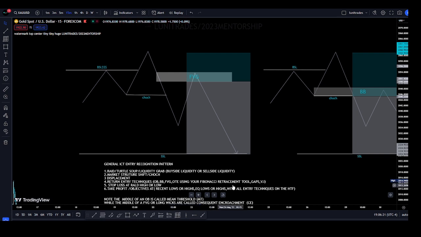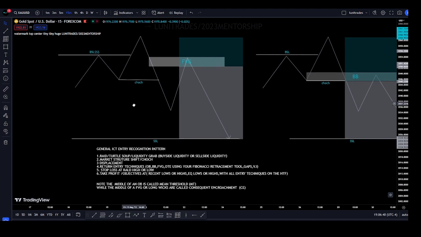Using the fib retracement tool, I'll be teaching you guys that. Then gaps: if you see any gaps here or you see a volume imbalance, which I already explained, you can also use that as your entry.